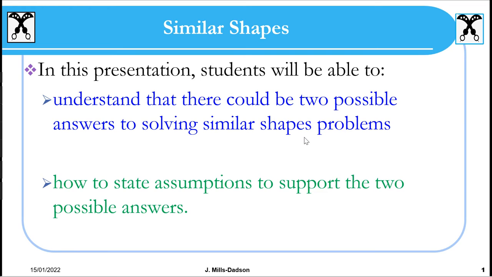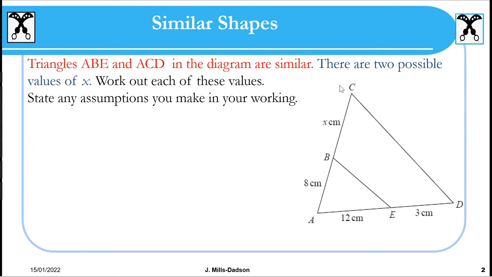In this lesson, I'm going to take you through exam-style questions where you are asked to show two possible solutions to a missing length and also state assumptions to support your working out. That's what we're going to go through today. So this is an example of such a question.